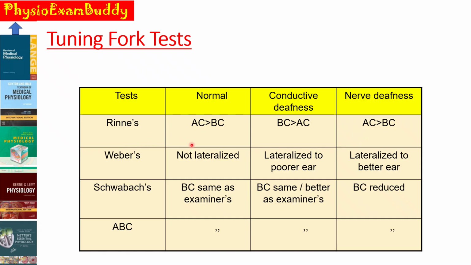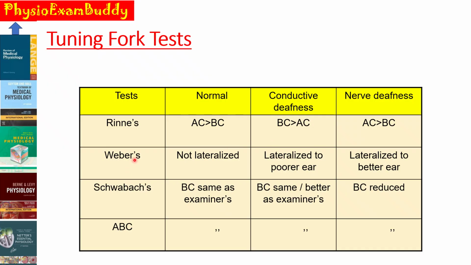Please remember that normally in Rinne's test, air conduction is better than bone conduction. That is how you write the interpretation. But in conductive deafness, the bone conduction will be better than the air conduction. Whereas in sensorineural or nerve deafness, again the air conduction will be better than bone conduction.